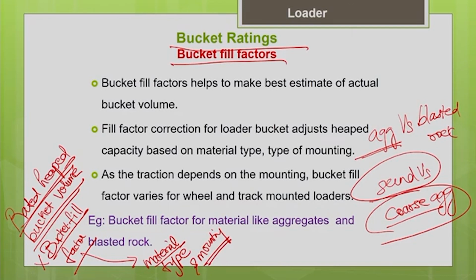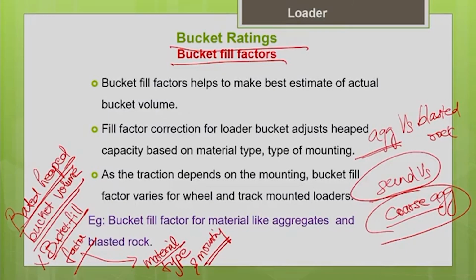Generally, as you know, the track mounted machine will give you better tractive effort. It will be able to generate more force, more breakout force. So, it can easily loosen the material and easily fill the material into the bucket. So, the filling ability will be more when we go for the track mounted machine when compared to the wheel mounted machine. That is why the type of mounting will also affect the bucket fill factor.